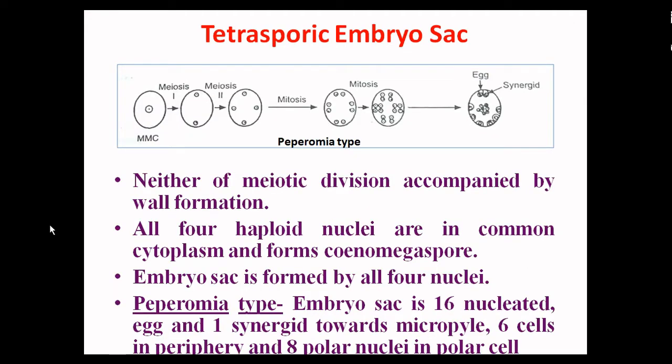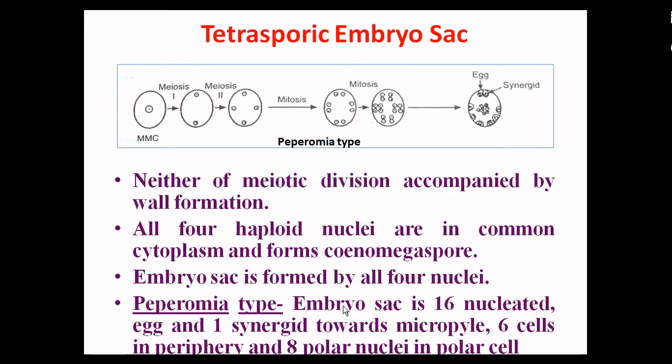The last type of embryo sac is the tetrasporic embryo sac. When the embryo sac is produced by all 4 megaspores or nuclei of the megaspores, then it is a tetrasporic embryo sac. In this type of embryo sac development, neither of the meiotic divisions is accompanied by wall formation. So all 4 haploid nuclei are present in a common cytoplasm, and that forms the coenomegaspore, which undergoes further development to produce the embryo sac.